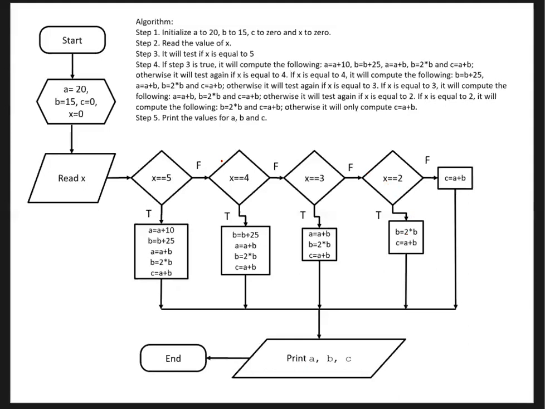So if you can see, there are just 4 steps because if this is true, then all of these other steps will not happen anymore. So for example, this is our step 1, the initialization. Step 2 is the reading. Step 3 is the testing if x is equal to 5. But if this is false, it will test again. But if this is true, it will just perform this and then it will proceed to the printing, which is step 5. So therefore there are 5 steps.